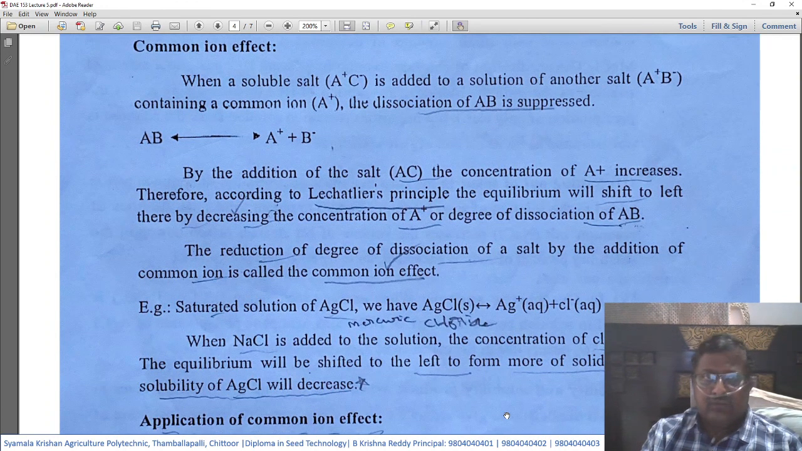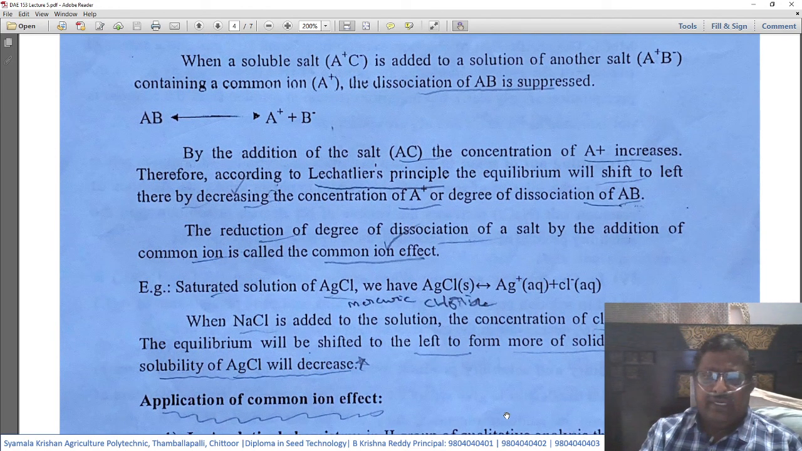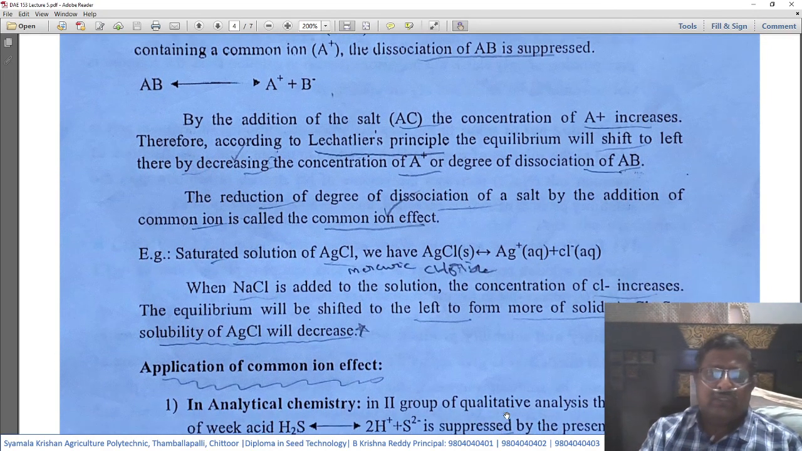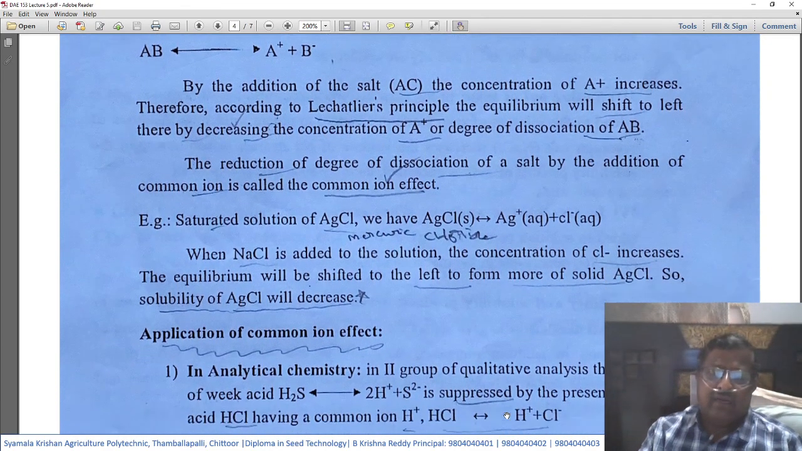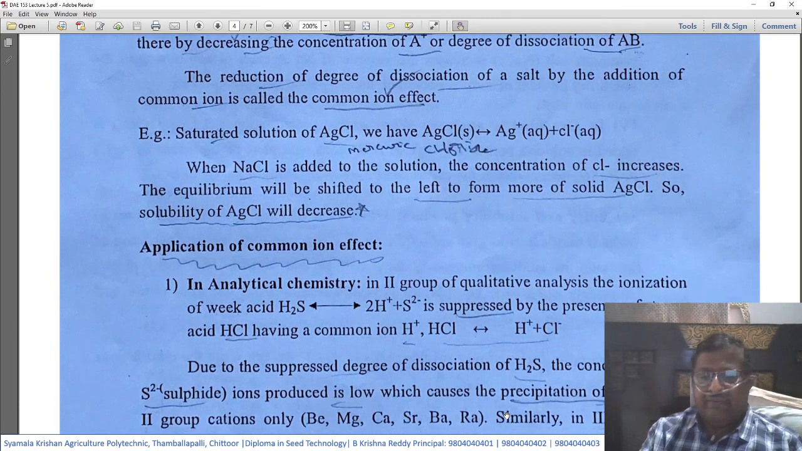I think this question can be asked in the examination. What is the common ion effect? Students are requested to go through it, and if any doubts are there, you can raise your doubts through the WhatsApp group or by calling my numbers. Okay. Then coming to the application of common ion effect.